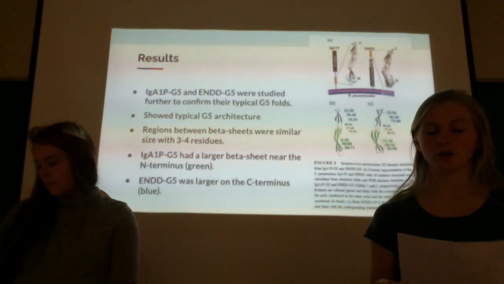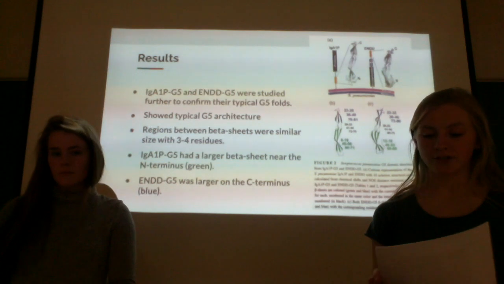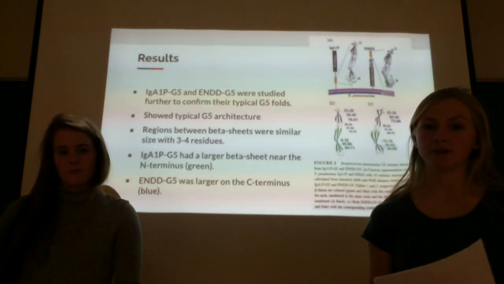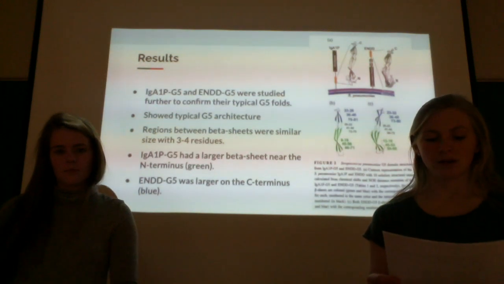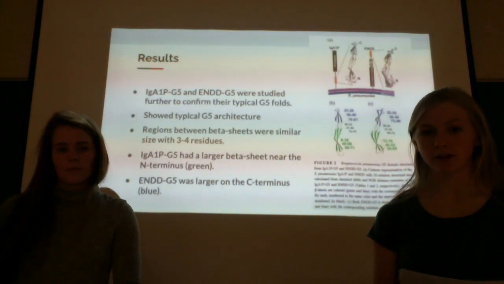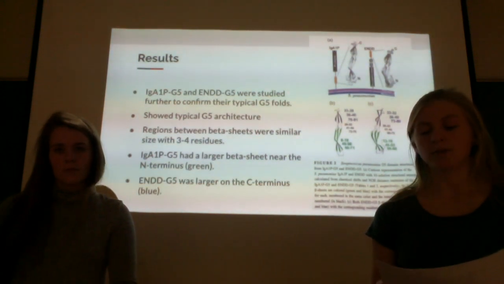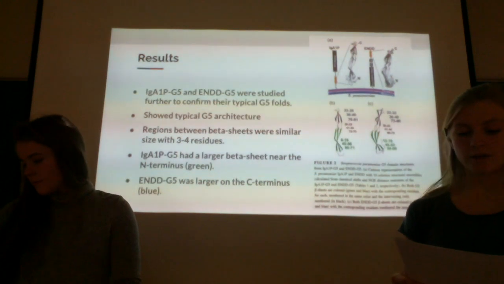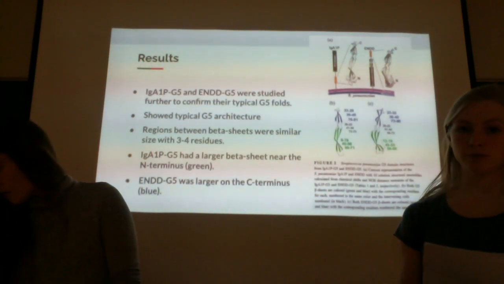Next, the authors looked more closely at the structures of IgA1P G5 and ENDD G5 to confirm that they have their typical G5 folds. They chose IgA1P because it is a commonly known virulence factor, and ENDD because it shows no self-association. They found the typical G5 structure in both of these proteins.